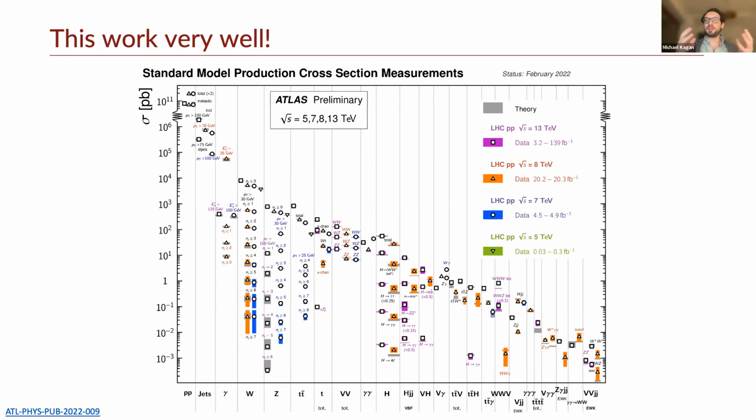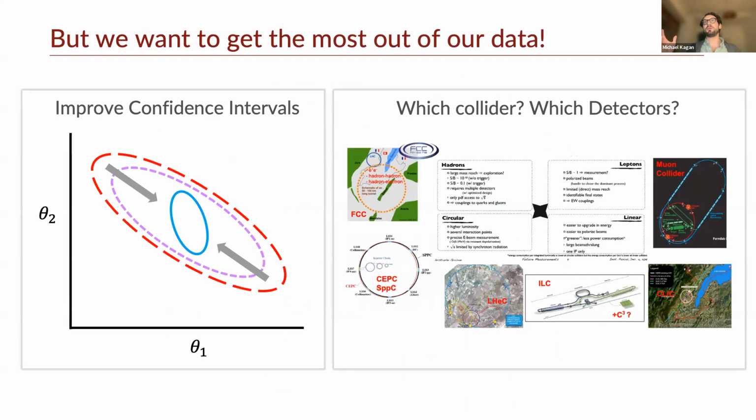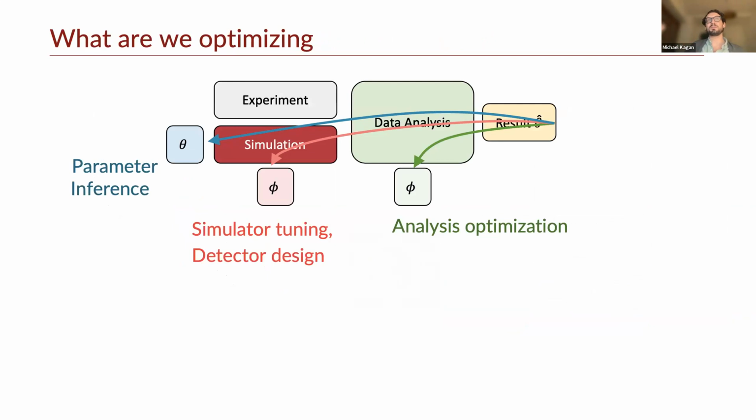But moving forward, we're collecting more data. We're going to move to higher intensity collisions at the LHC soon. We're going to be computing vast amounts of data. And we're even thinking about what the next collider and the next detectors are going to look like. So we want to get the most out of our current data, improve our confidence intervals, and reduce them as best we can. And for instance, we may be thinking about how we can design systems that give us the best ability to do inference in the future. In some sense, these are questions about how we optimize our data analysis and our detector design. And those are a few of the kinds of questions that we might want to ask in optimizing our data analysis systems.